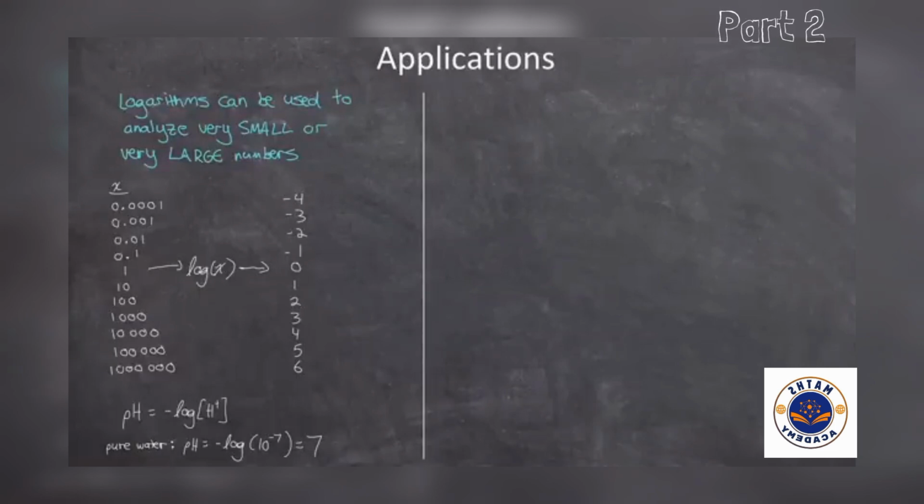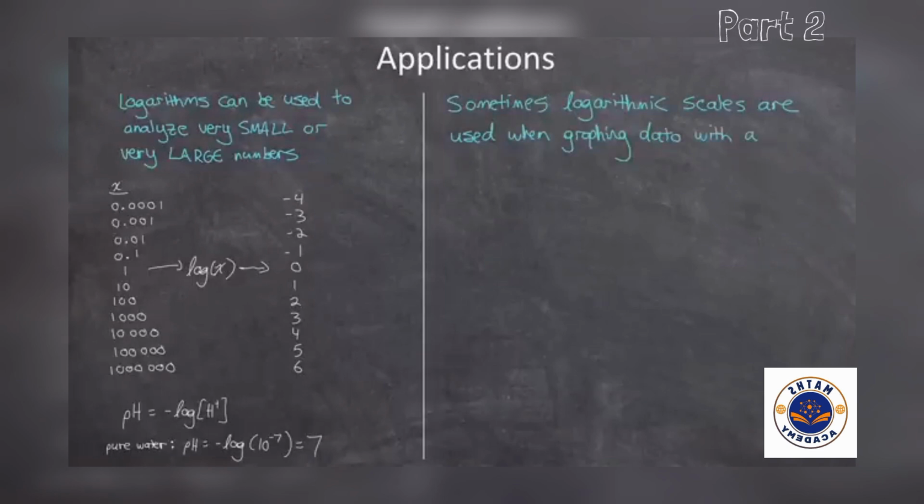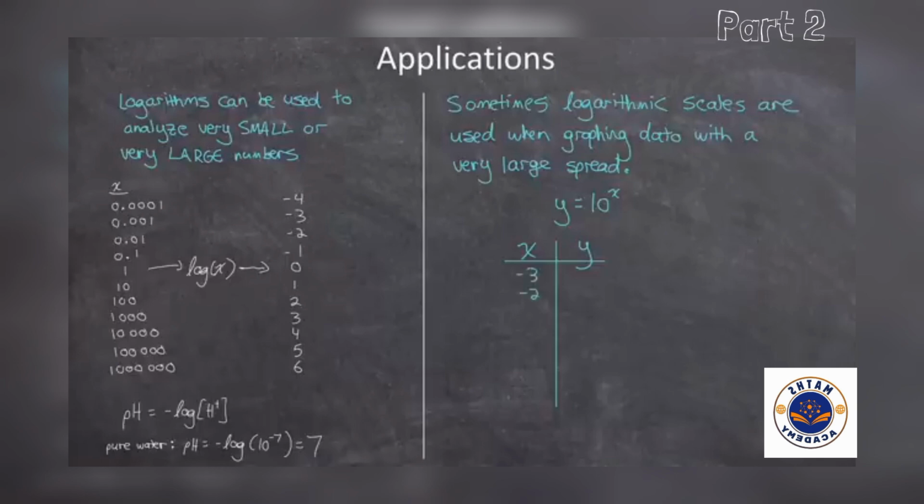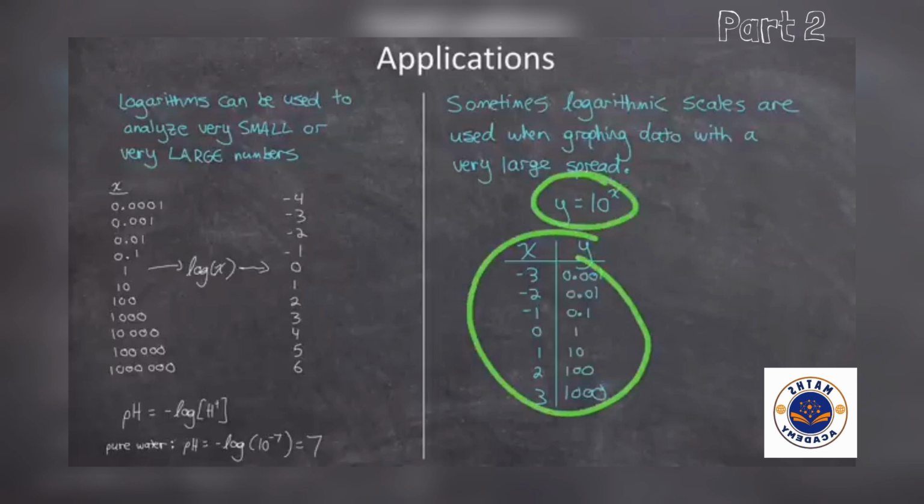When graphing data, or functions, usually you use a linear scale, but there's another scale you can use called a logarithmic scale. Sometimes a logarithmic scale is used when graphing data with a very large spread of values. For example, let's look at the function y equals 10 to the power of x. If I were to make a table of values for that function, I'll choose x values from negative 3 to 3, and if I calculate the y values by doing 10 to each of those exponents, I get the following y values. Now let me try and graph these points to show what this function looks like.